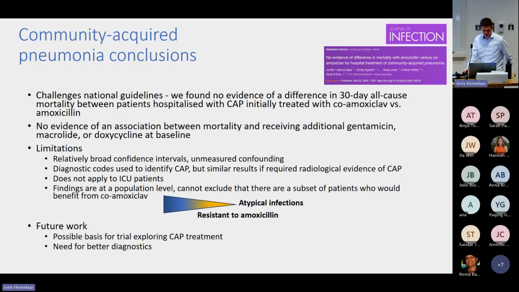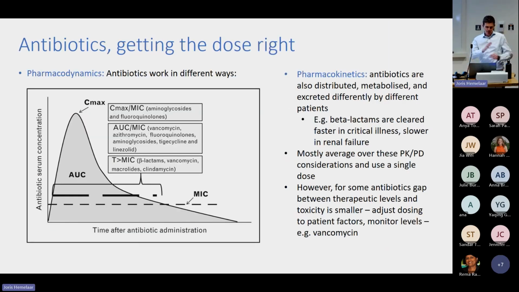But it also points to there being a need for better diagnostics to pick out the people who may benefit from broader spectrum treatment. So those are my first two studies. More briefly now, thinking about the third, which is thinking about how we use antibiotics better.